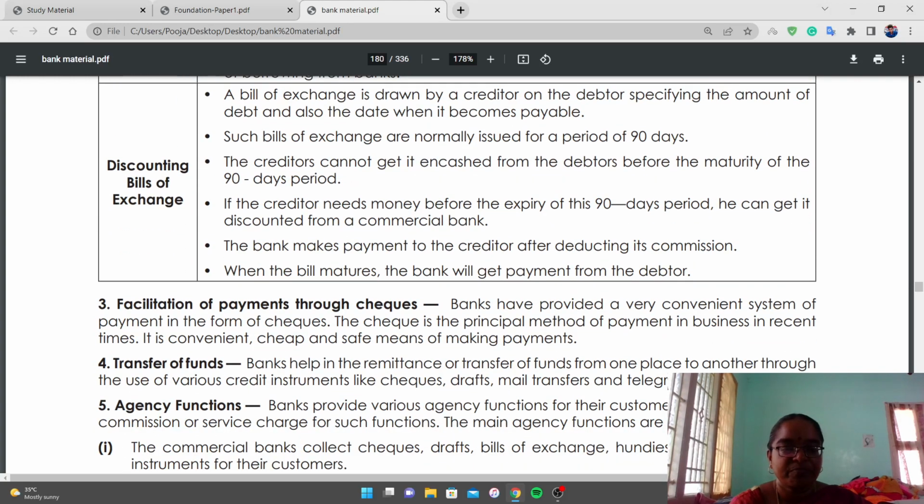And then facilitation of payment through check. Banks have provided a convenient system of payment in the form of check. Check is a principal means of payment in business in recent times. It is convenient, cheap and a safe means of making payments.